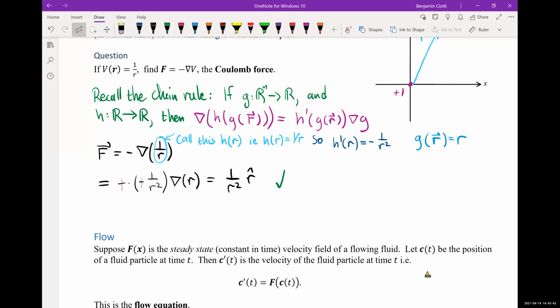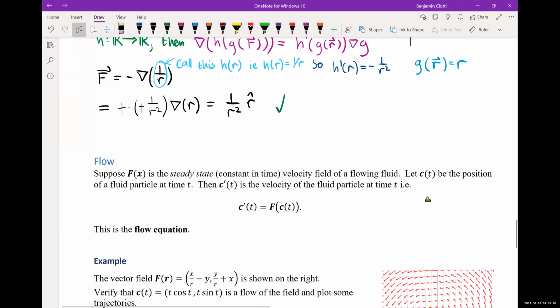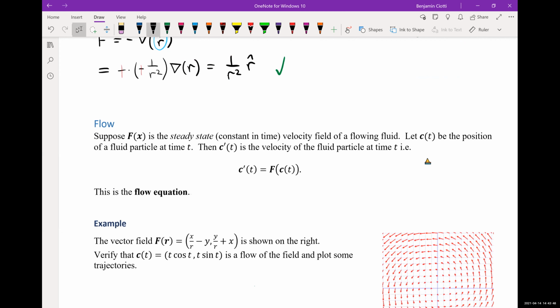All right, so let's talk about flow. This was one of the other examples of vector fields that I mentioned, which was for fluids. Fluids, by the way, include gases. Just because we say fluid flow doesn't mean it actually has to be a liquid. So gas behaves like a fluid. Let's suppose that we have a vector field, capital F, and it's the steady state velocity field of a flowing fluid.